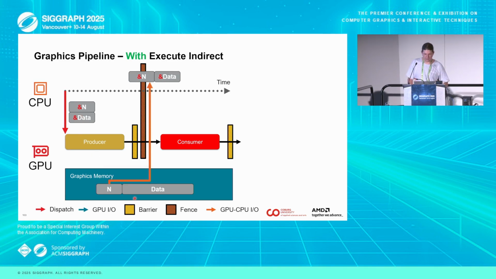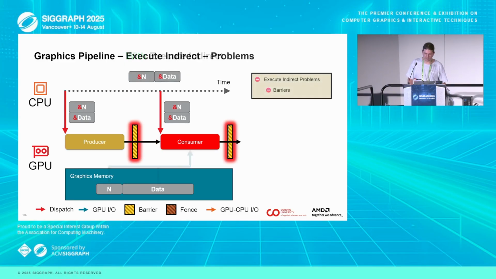And then there's no need to read this data back because we can be sure that this number n is written into this memory location that we agreed on. And therefore, no fence is required, and we can kick off the draw call right after without any fence. So this is what execute indirect does. However, we still have the barriers here. And this is a big problem.